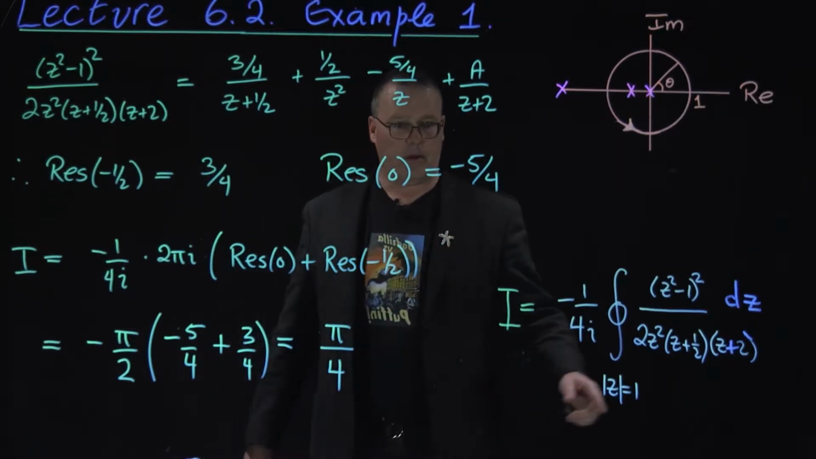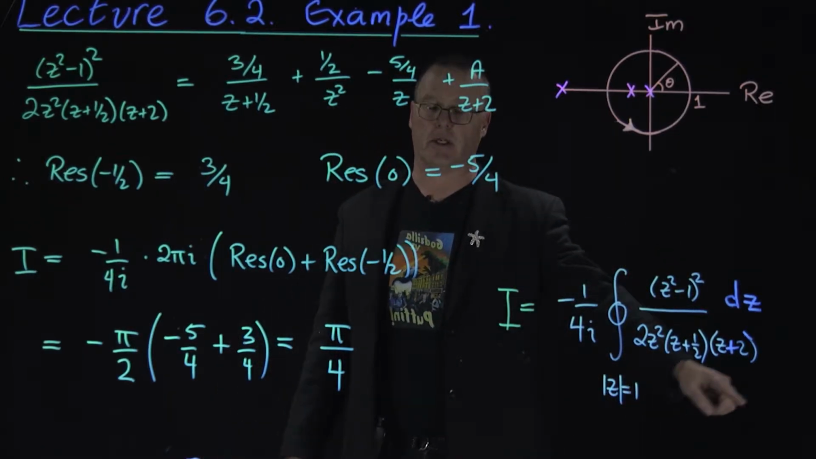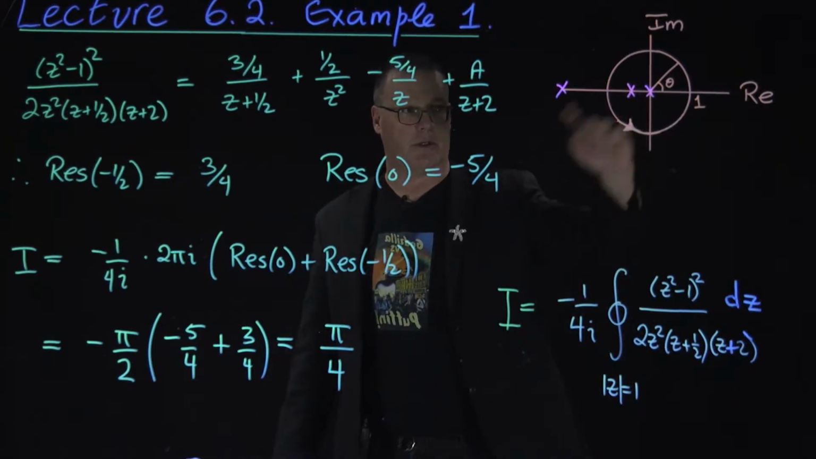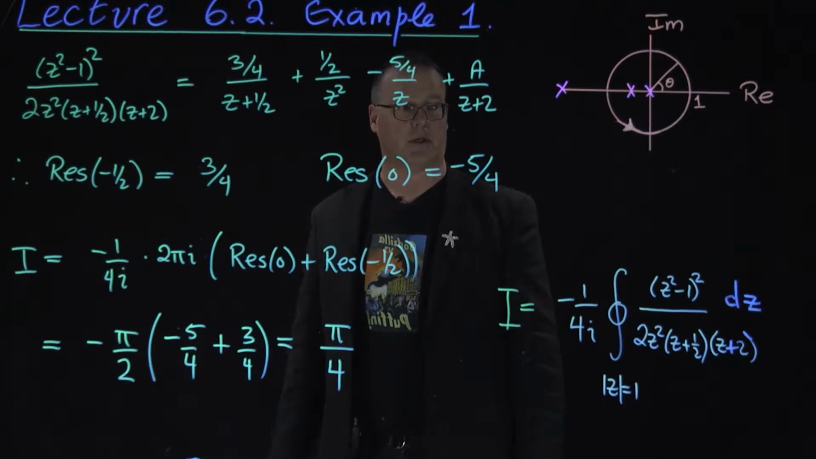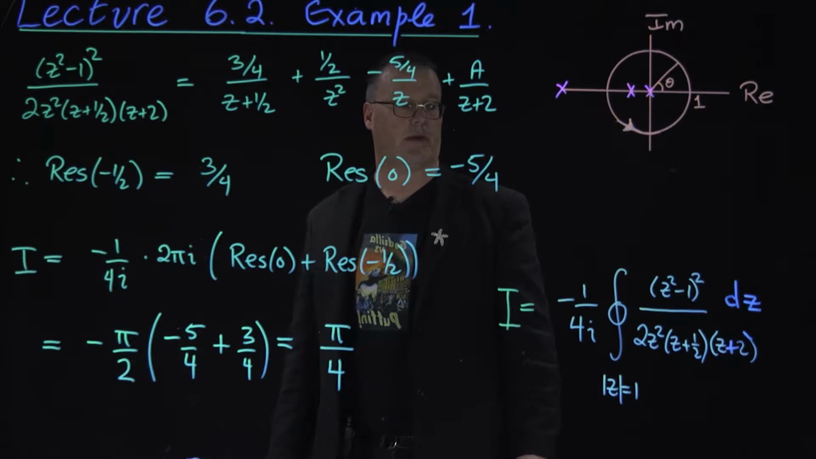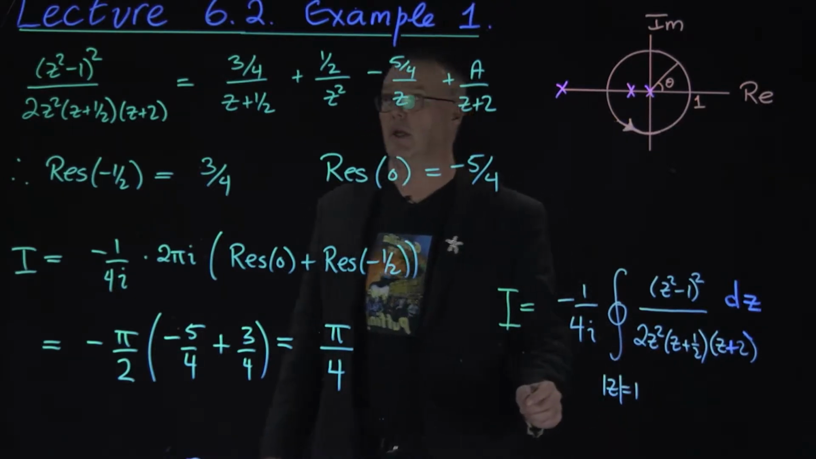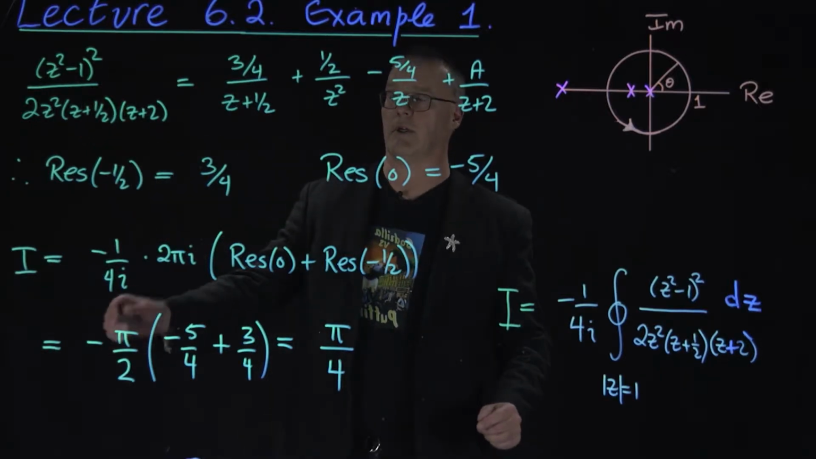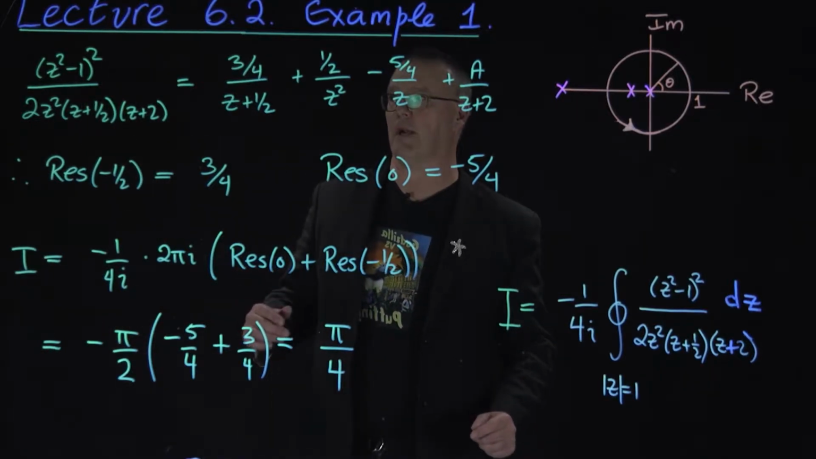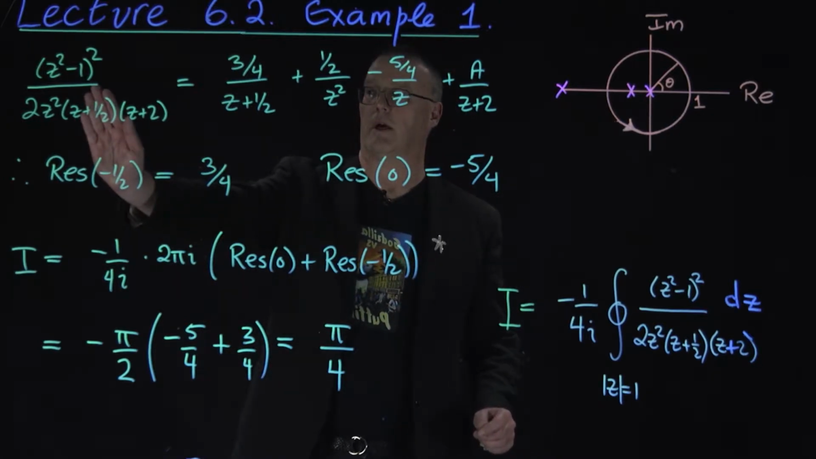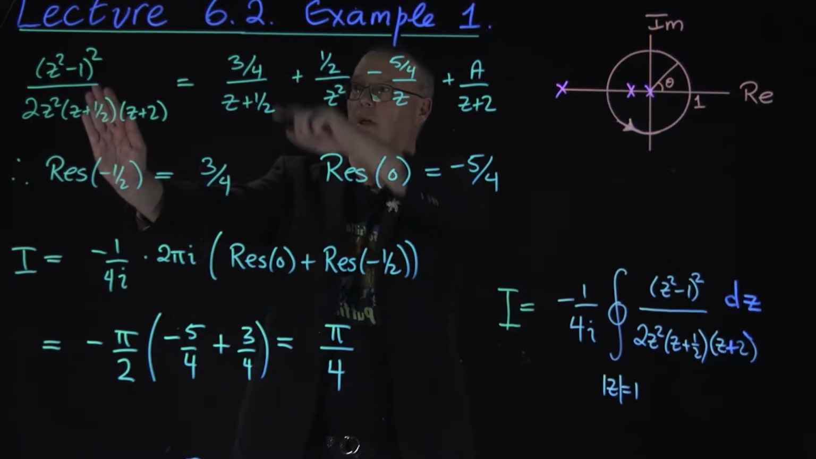So to continue, we had reduced that trigonometric integral to this rational integral over the unit circle. And there are only two residues that we care about, the residue at minus 1/2 and the residue at 0. So we do the partial fraction expansion of this rational function and use the cover-up method or any method you like. For example, we cover up z plus 1/2 here, and we plug in z equals minus 1/2, and we do the arithmetic and we get 3/4.